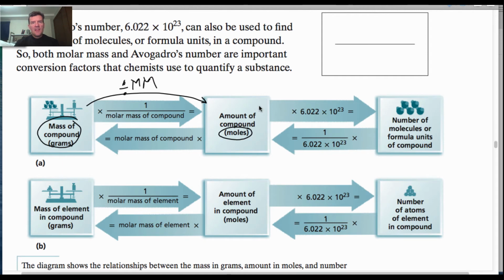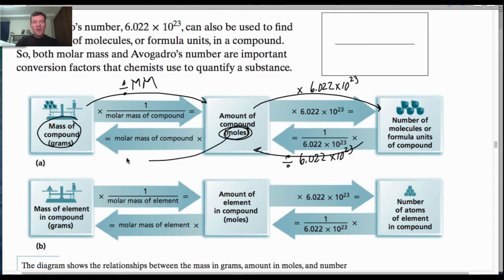If I know the mass, I would divide by the molar mass to find out how many moles I have. And then if I want to find out how many particles is that, or how many molecules, let's say, I multiply by what? Avogadro's number, 6.022 times 10 to the 23rd. If I'm going the other direction, if I know how many molecules I have, I divide by 6.022 times 10 to the 23rd. That gives me the number of moles, and then I would multiply by the mass of 1 mole to find out the total mass of all my moles. Okay?